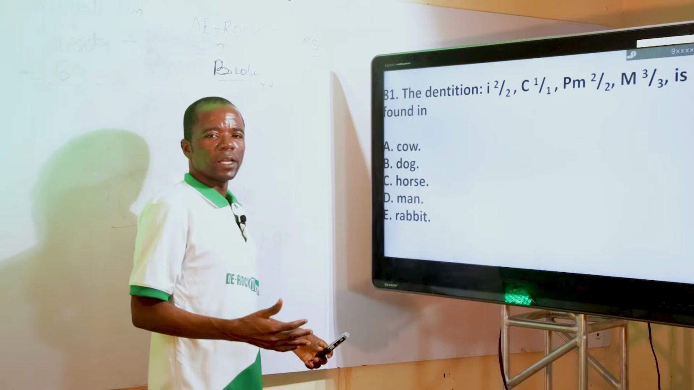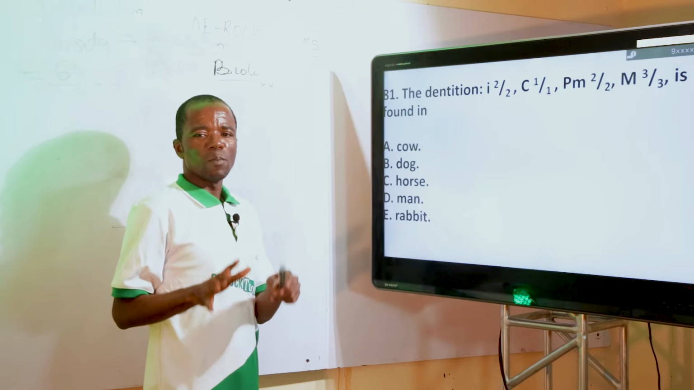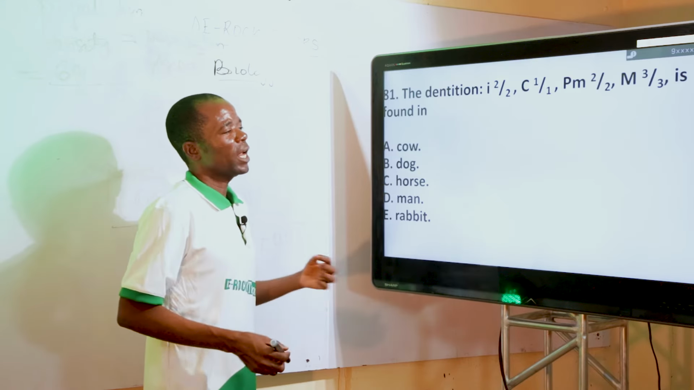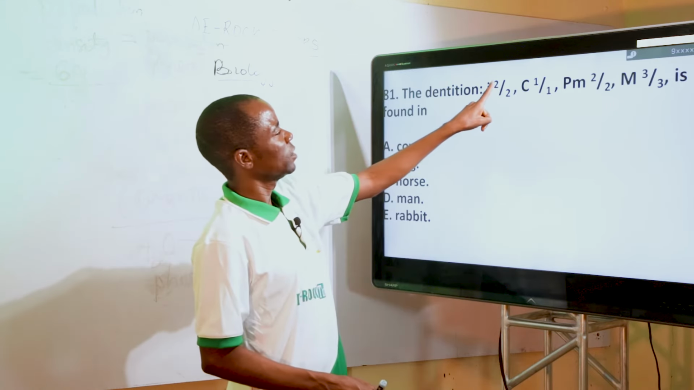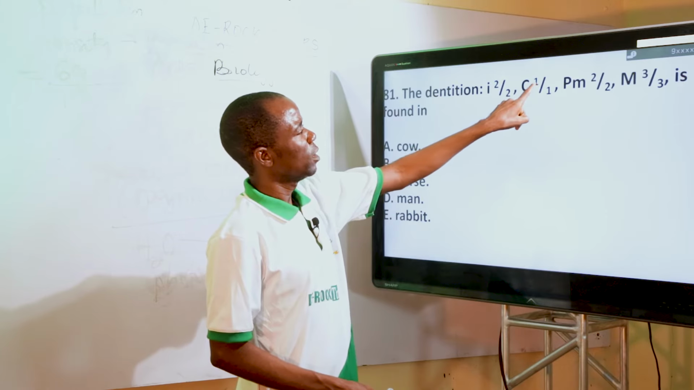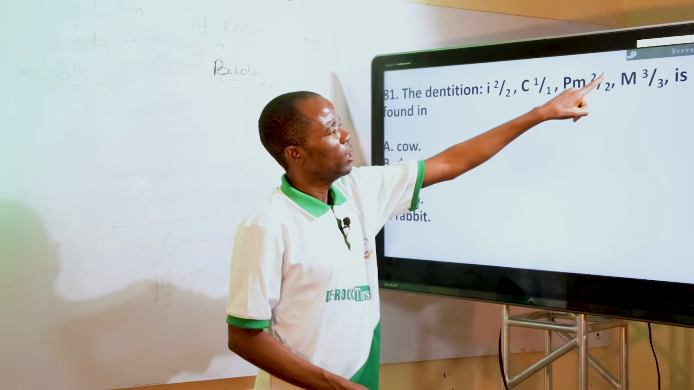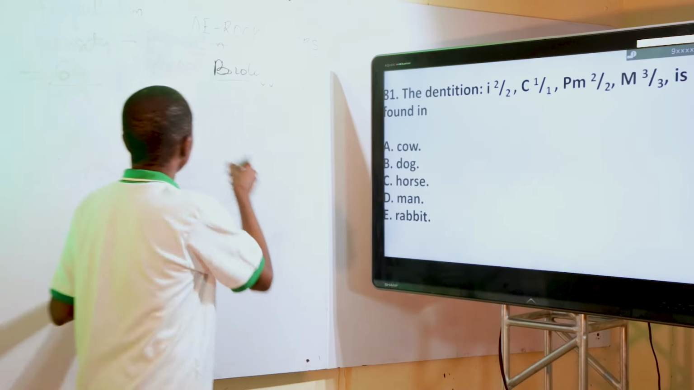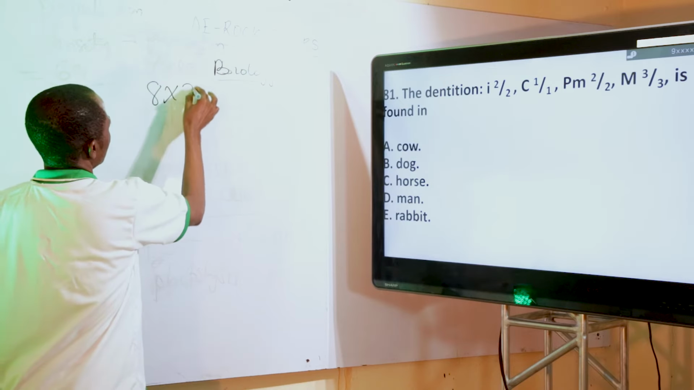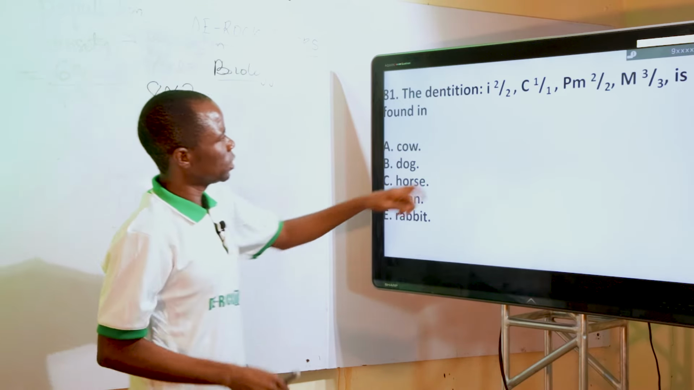We know in a man, the number of permanent teeth is 32. And how do we calculate that? We just add 2 plus 1, 3. 3 plus 2, that's 5. 5 plus 3, that's 8. Then we multiply the 8 by 2. That's the upper jaw. We do the same thing for the lower one.